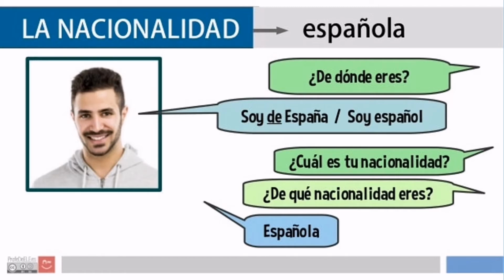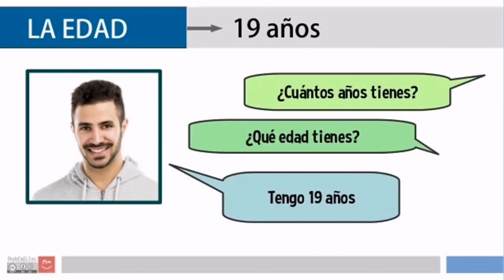So now we're going to talk about la edad, which means age. So he is 19 years old, 19 años. So how do we ask him about his age? We say, ¿cuántos años tienes? Or, ¿qué edad tienes? Which means, how old are you? In both cases, he's going to say, tengo 19 años. Tengo means I have. So that's how we say it. But if you want to translate it into English, it would be I'm 19 years old.